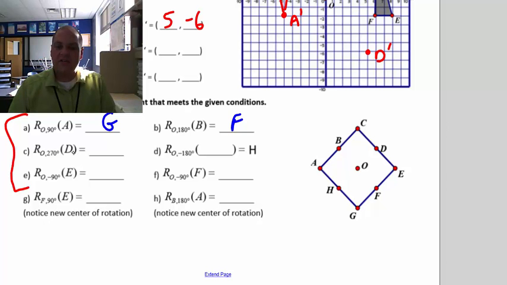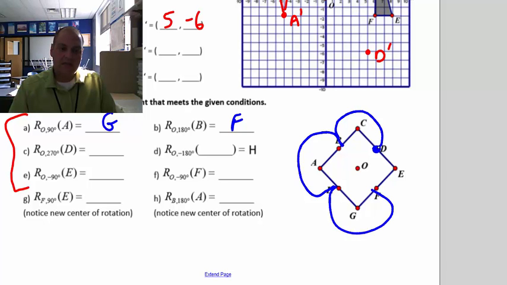All right, 270, D. 270 is three 90s, right? So D is here, and we're going to go 90, 90, 90. All right, there we go. We are on F.